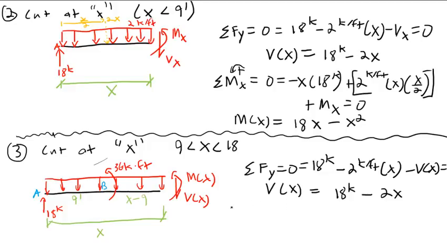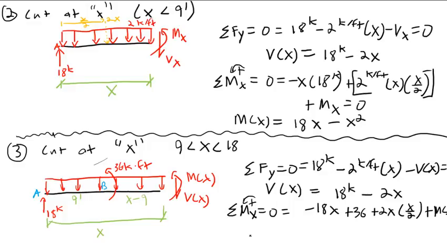And then summing moments, again about point x, I will get negative 18x. This is the moment produced by this reaction at the left, plus 36. That's just the 36 kip foot point moment, plus 2x times x over 2, same kind of thing as before, the equivalent point force of the distributed load, applied at its centroid, which is halfway across our section, plus M of x.